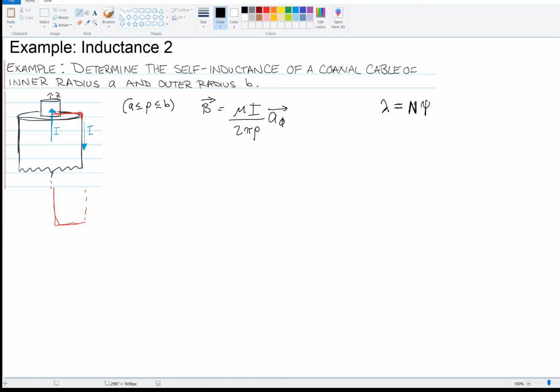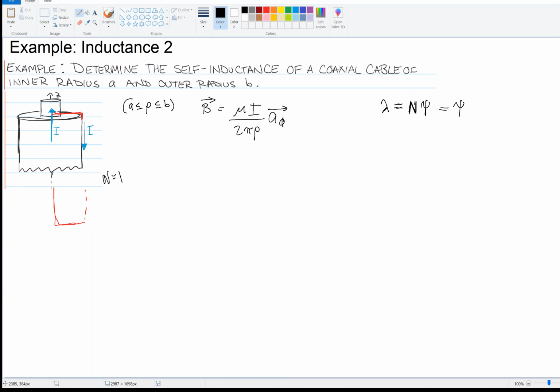So this is the tricky part with calculating the inductance of a coaxial cable. You have to understand there is exactly one loop here. If the inner conductor carries current I and the outer conductor carries equal and opposite I, then there's an implied loop there. N is equal to 1. So our flux linkage is just equal to the flux through that loop.